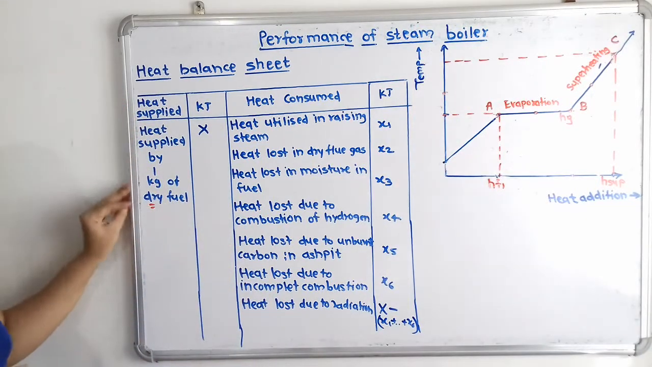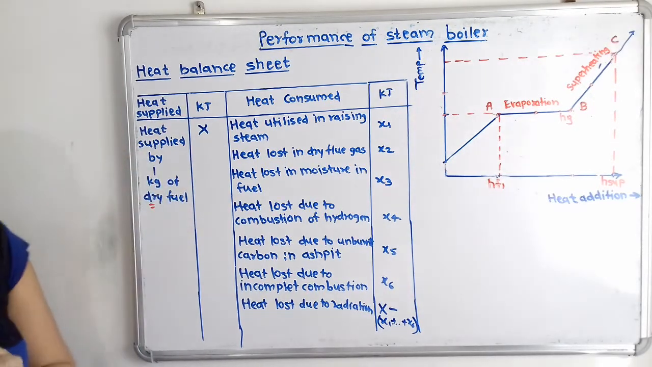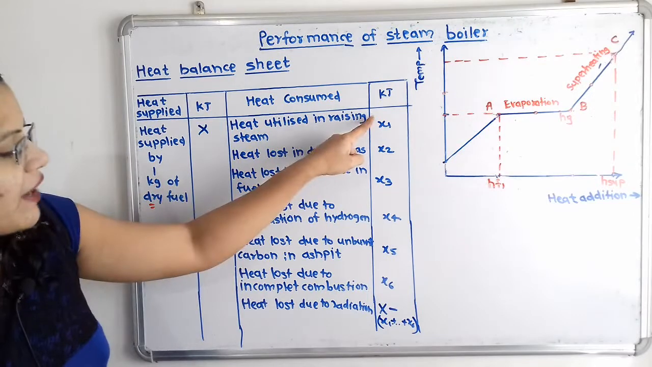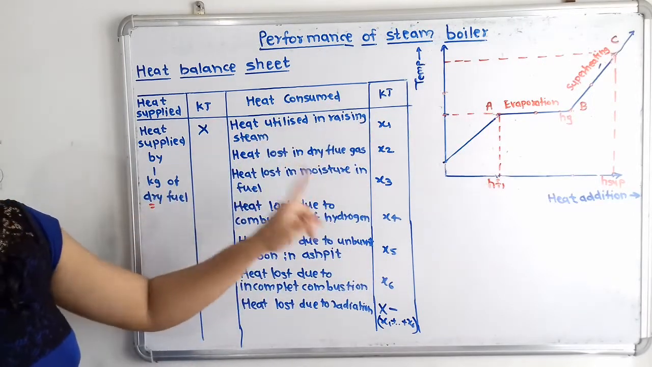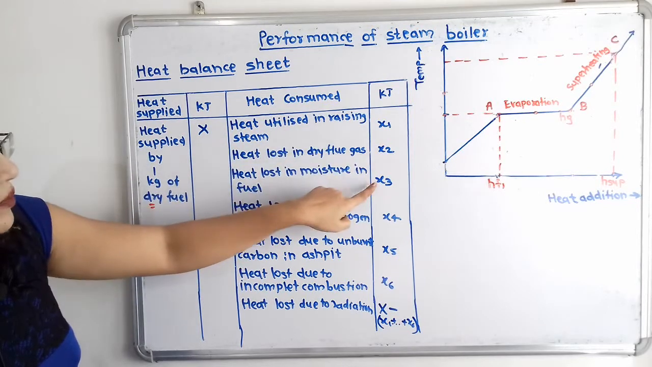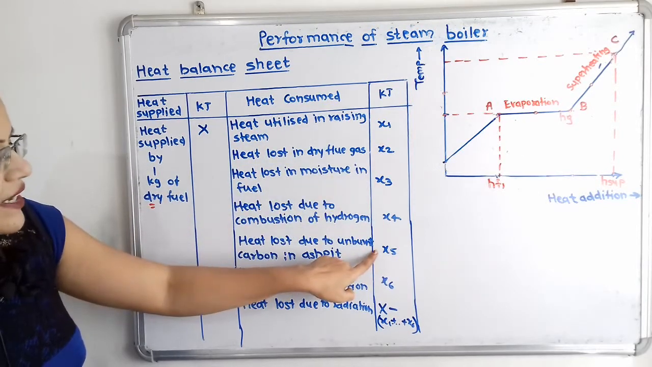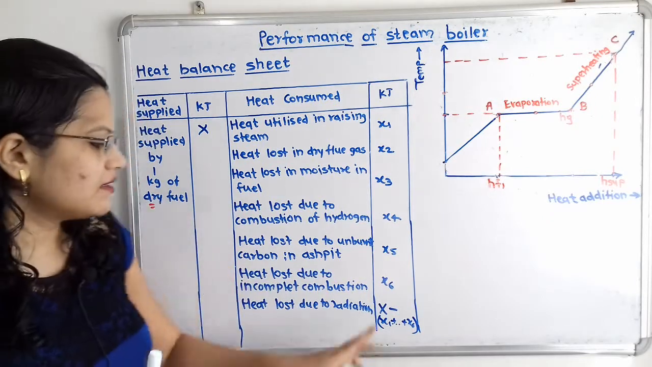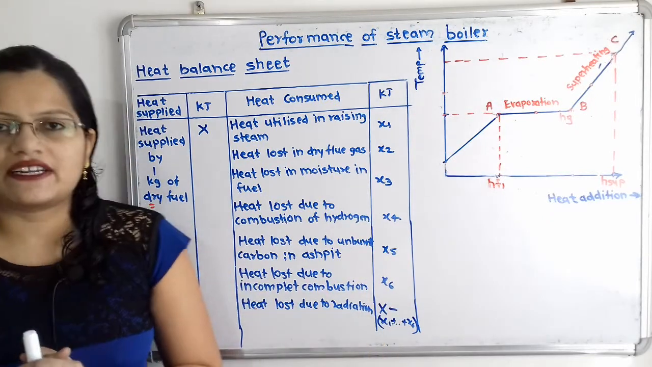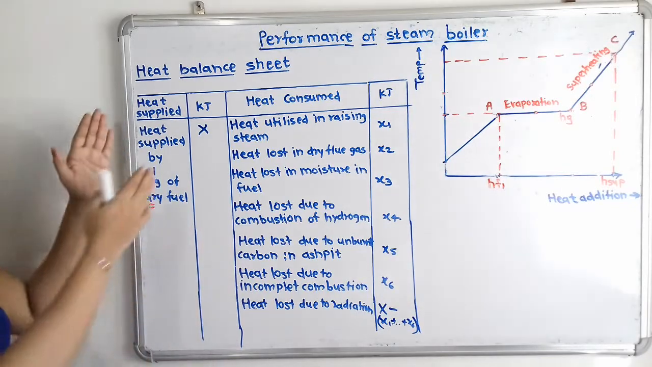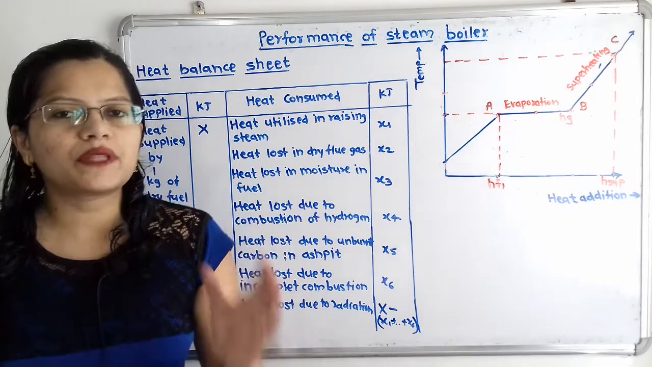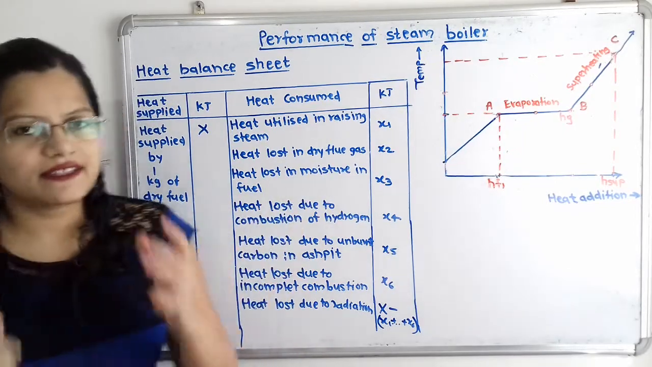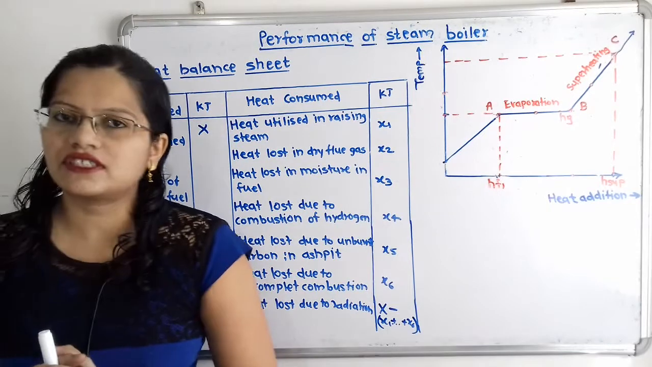So suppose we consider the heat supplied by 1 kilogram of dry fuel is capital X. Then from this capital X we have to subtract the addition of all these parameters, that is X minus, in the bracket, X1 plus X2 plus X3 plus X4 plus X5 plus X6. Then the remaining is the heat loss due to radiation. So in this way the heat supplied and heat consumed is getting balanced, and we have to prepare the sheet for this, and this is known as the heat balance sheet.